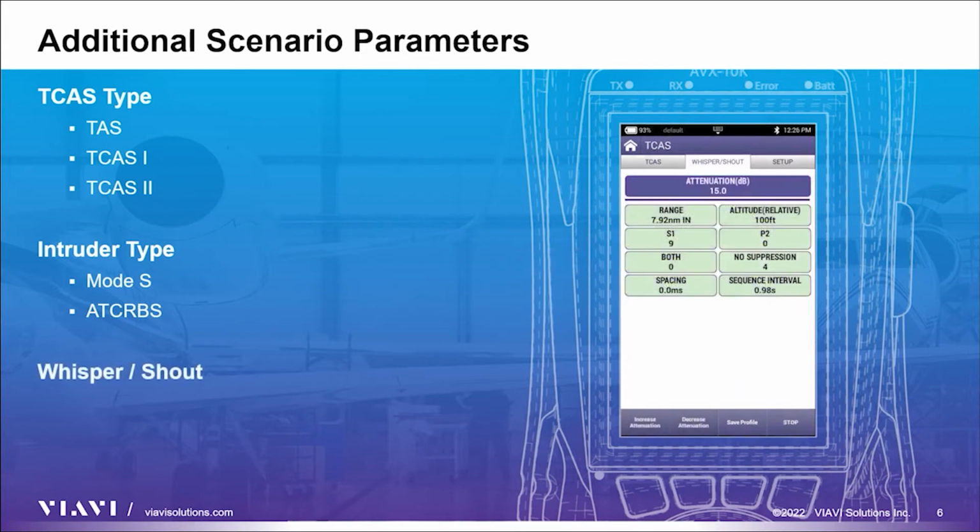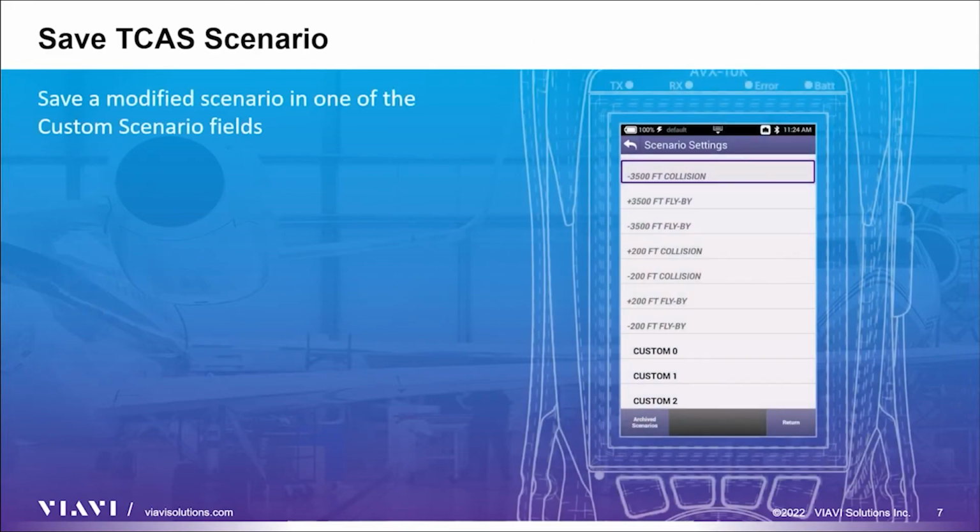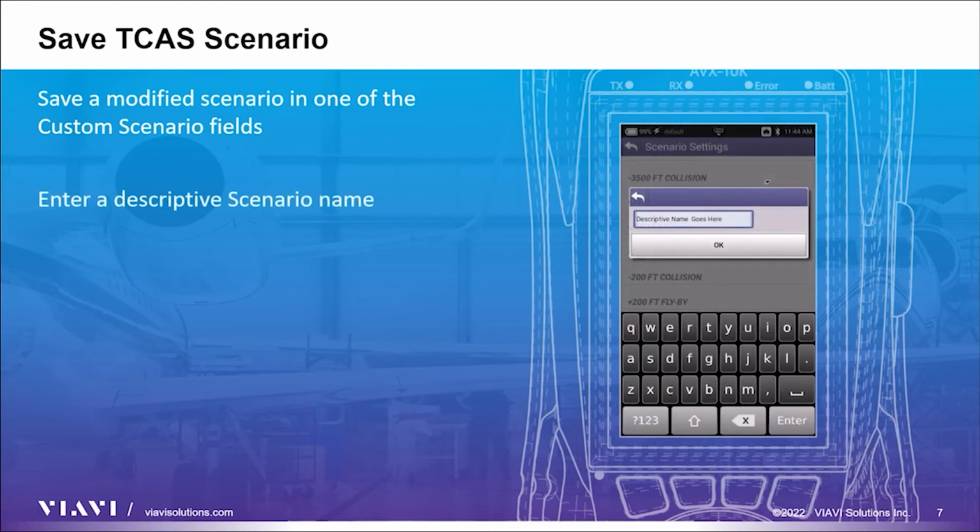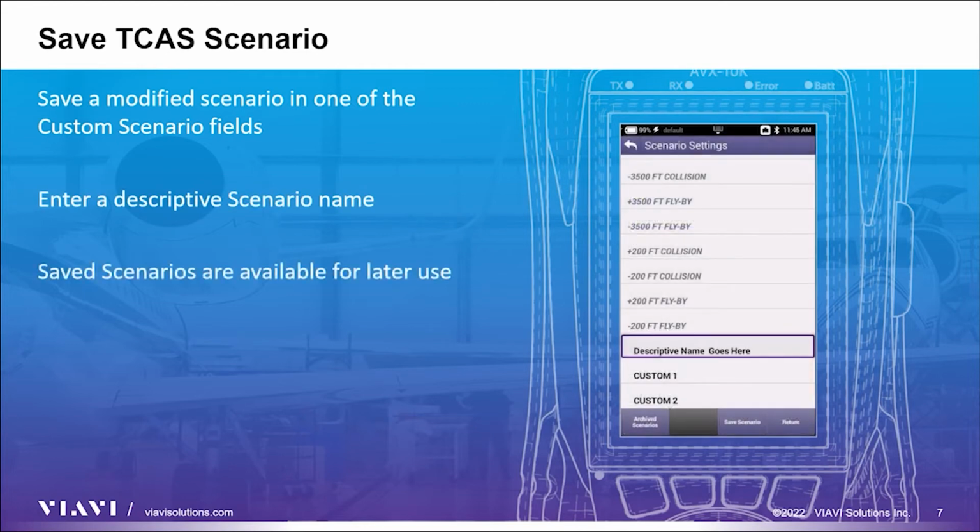Whisper shout provides an additional attenuation setting that allows for shifting the power levels so that sufficient responses are elicited from all the targets of interest. The value can be changed with the soft keys or by clicking on the attenuation value. If you have modified a canned scenario and wish to save it, click on the scenario field, scroll down to one of the custom fields and click on one to enter the name for your new scenario. Once that is entered, click the Save Scenario soft key. The saved scenario will be retained, and you can load it anytime in the future.